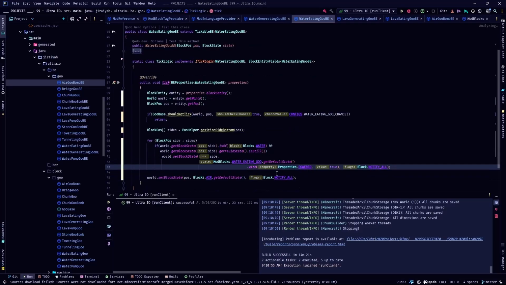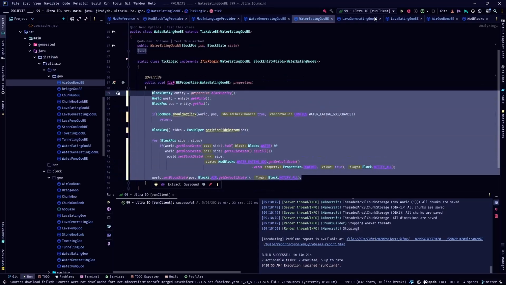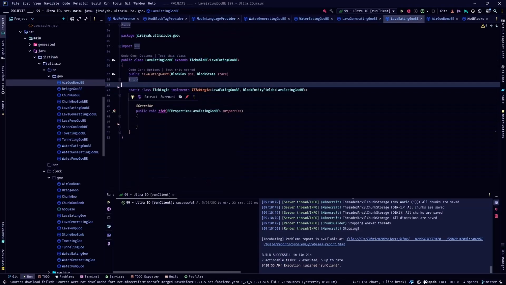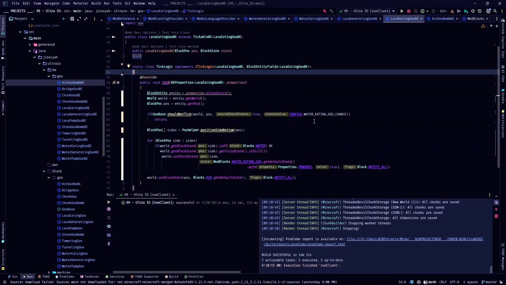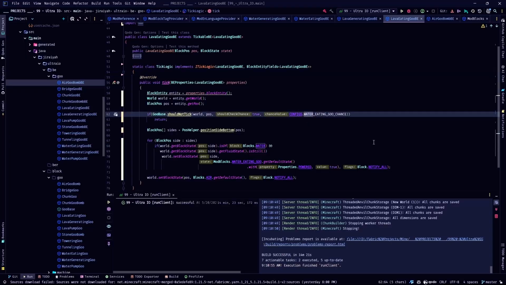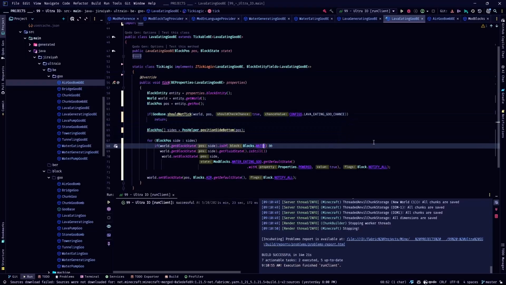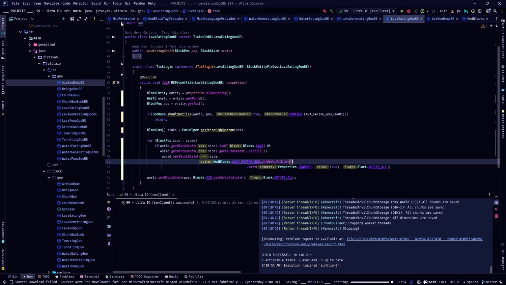Now again, I will copy this whole thing and go into lava eating, remove this and paste it. And for lava eating, again, this will be lava eating and the block should be lava, and here we will be lava eating. And we are done.